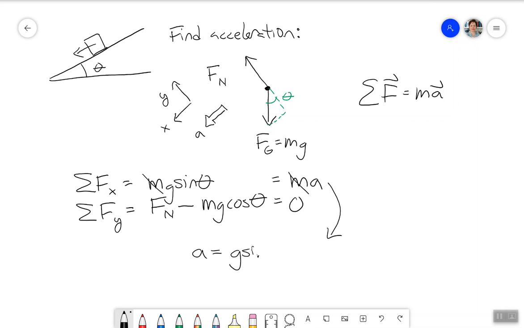g sine of theta. And that's the answer, which means that if we wanted to stop this thing from moving, we could apply a force of mg sine theta back up the ramp, and that would keep this thing from sliding. Okay, as we showed in class, you can use different axes, but you should get the same answer, and I encourage you to try that.